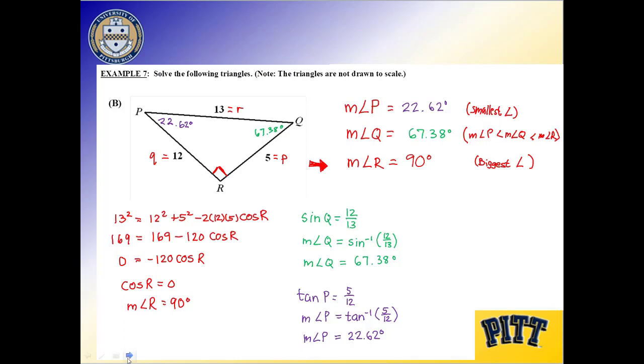That angle P is about 22.62 degrees, angle Q is 67.38 degrees, and the measurement of angle R, of course, is 90 degrees.